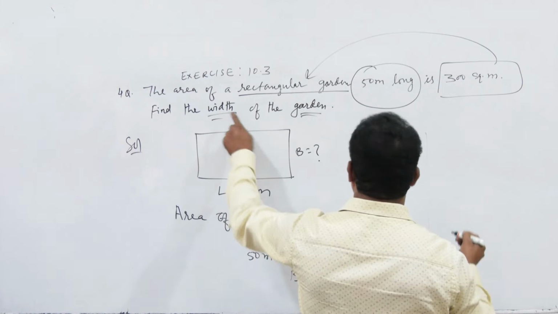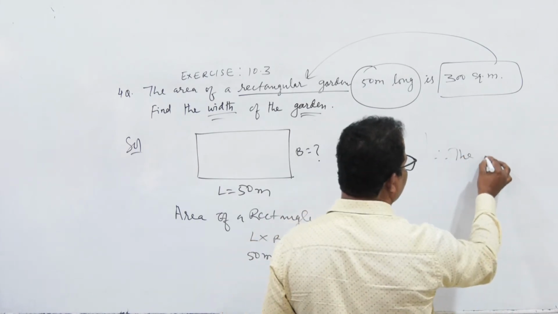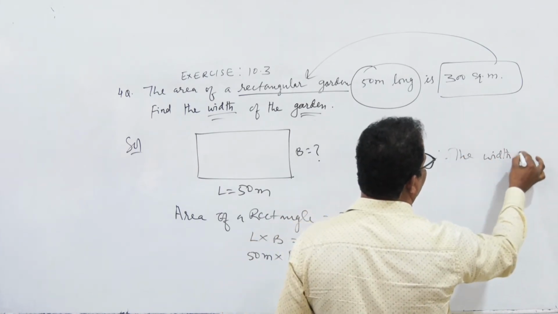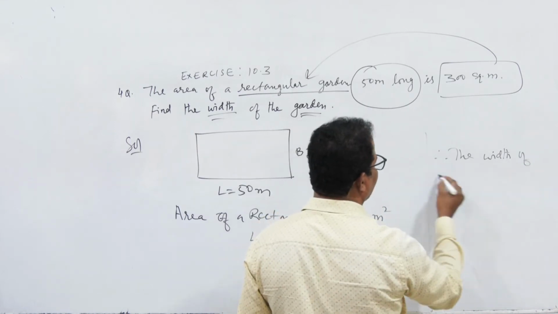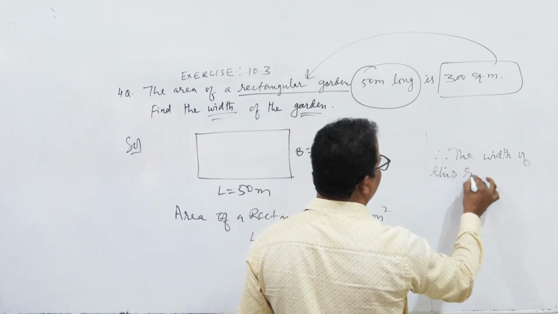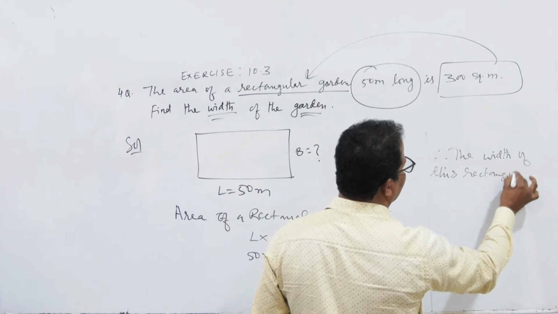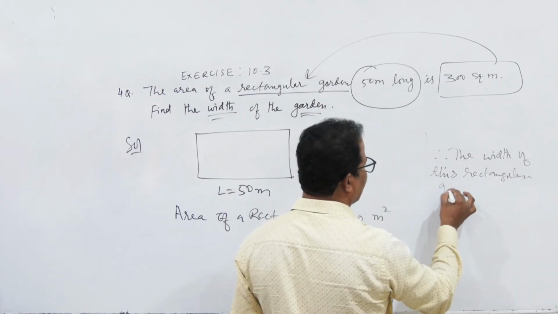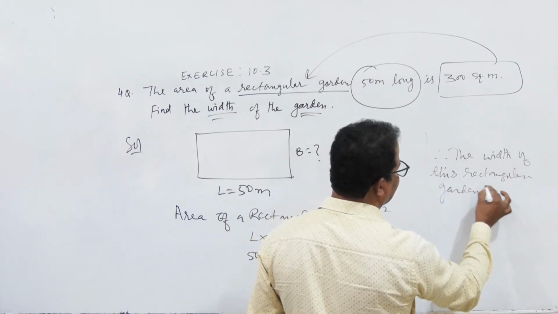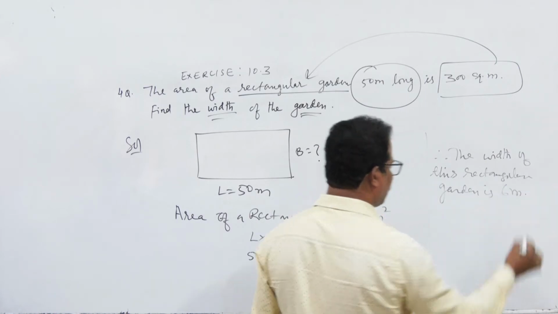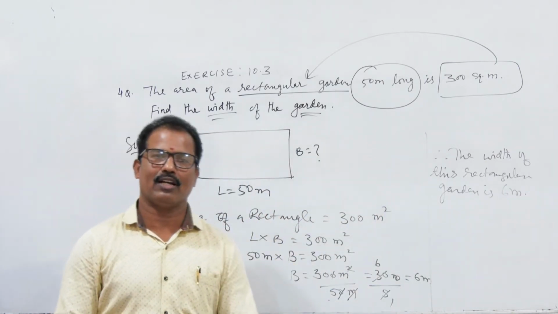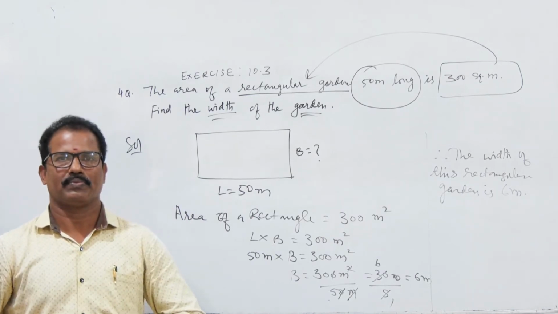Therefore, what to find? The width. Therefore, the width of this rectangular garden is, we got, that is how much? 6 meter. That is 6 meter. Understand all of you? Good.